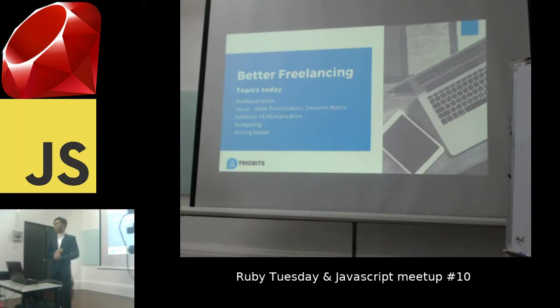So first thing is professionalism. Secondly, we're going to share about value work prioritization and then a decision matrix. And then I'm going to share about addition versus multiplication strategy, which is something very, very good. You can apply addition and multiplication strategy in anything in your life. Basically anything you can apply, even your love life. So yeah, I can explain more about that later.